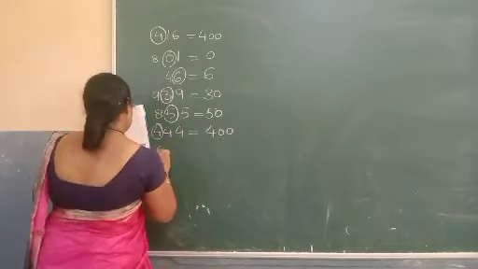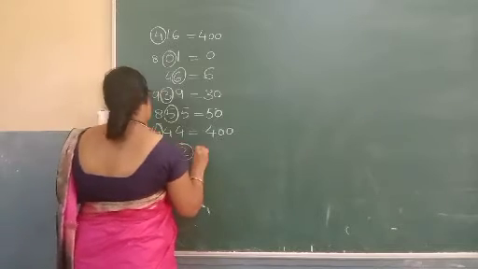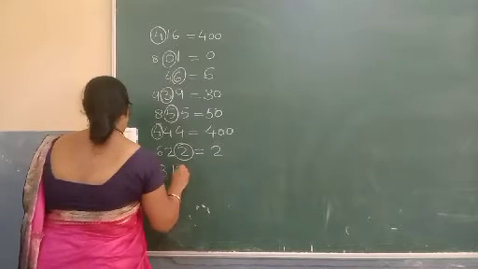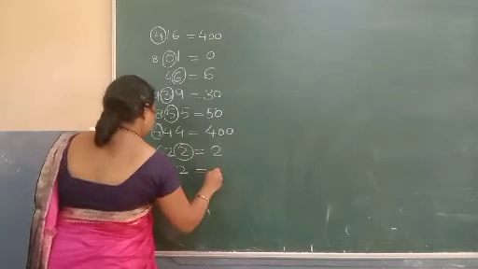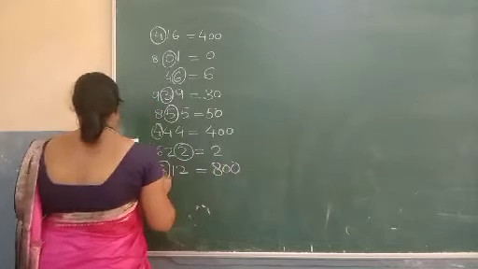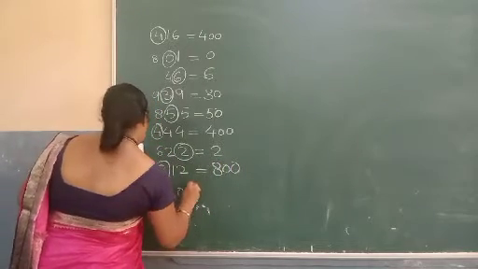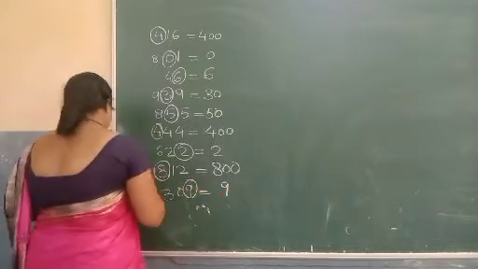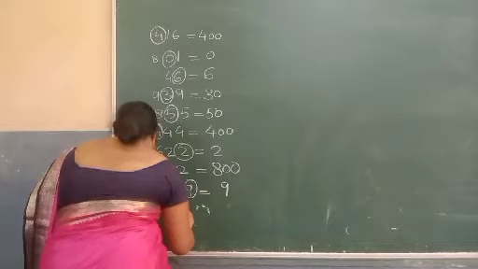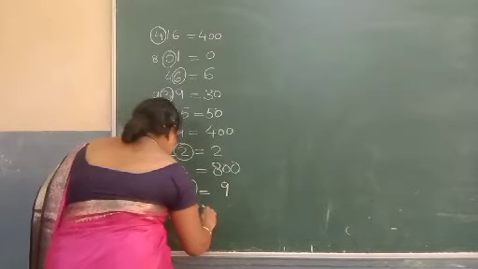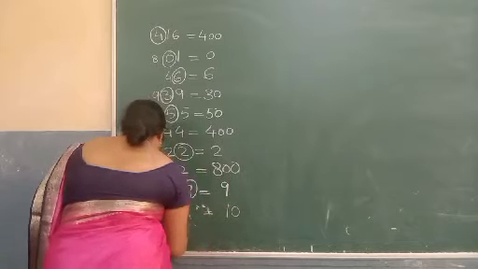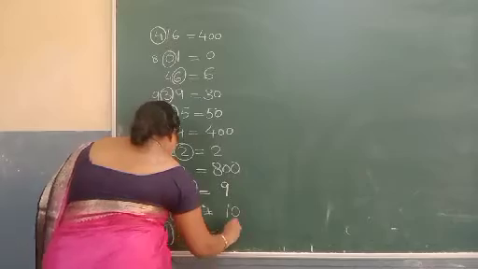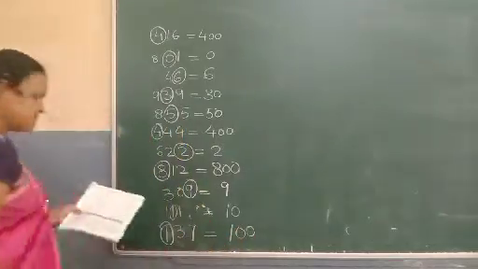Now next, 622. Place value of 2 is 2. 812. Place value of 8 is 800. 309. Place value of 9 is 9. 111. Place value of this one is 10. Now 137. Place value of this one is 100. See and write.